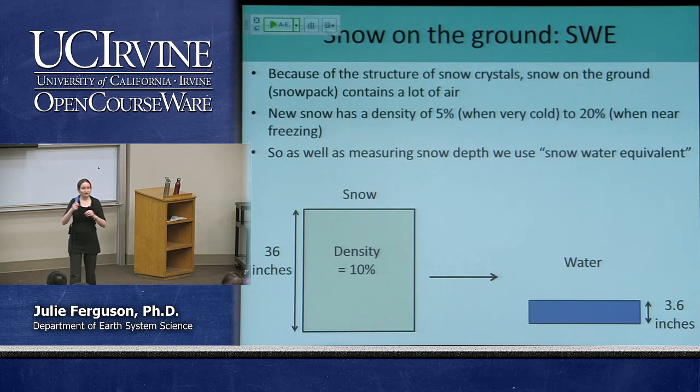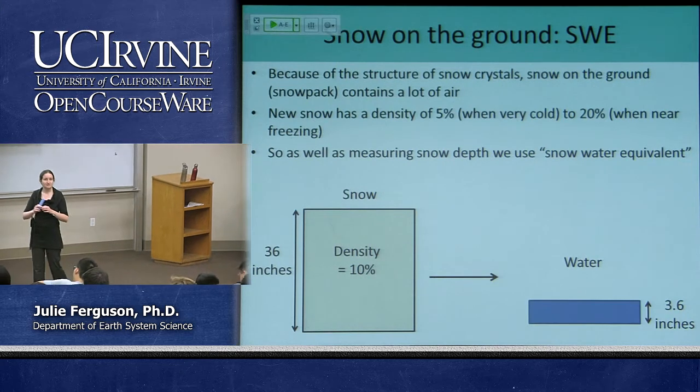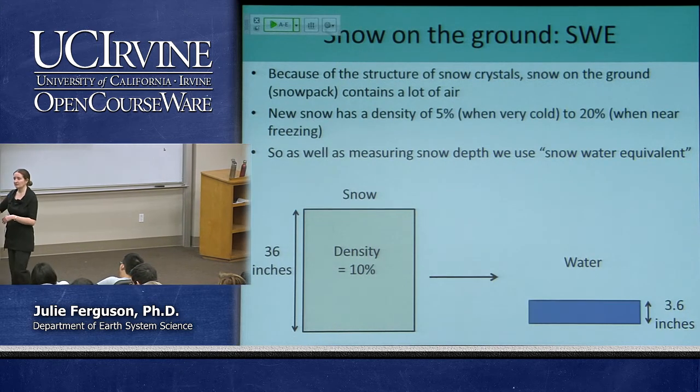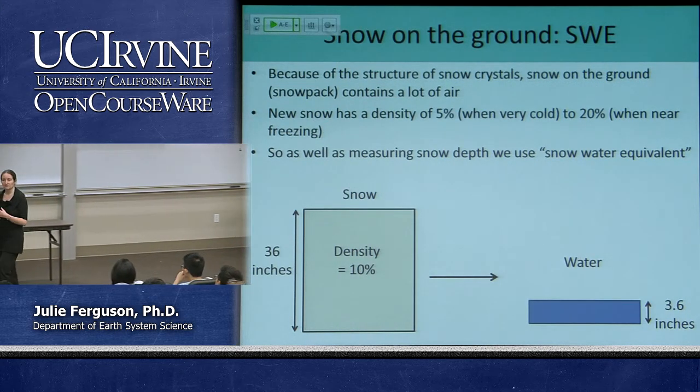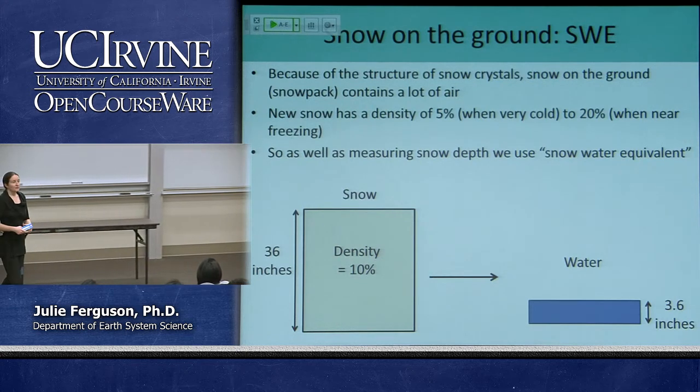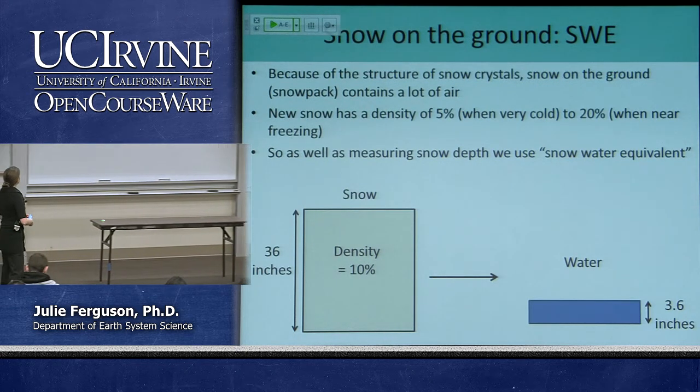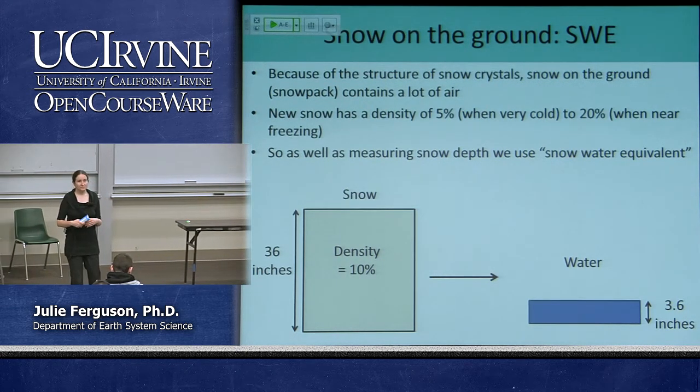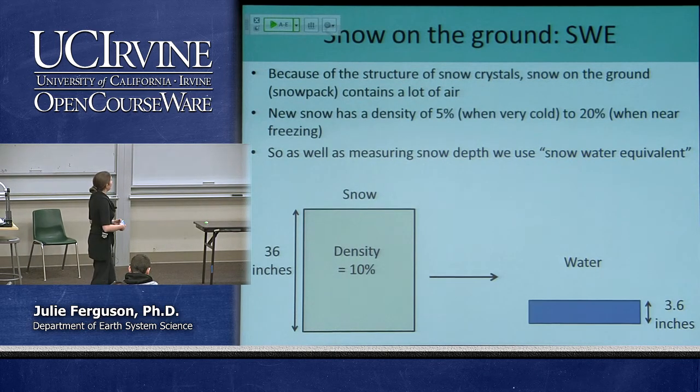Do you remember we talked about all of those different shapes of snowflakes and how they can be different sizes, and then if you're getting that snowfall in different wind conditions, we can have new snow with a density of maybe 5%, or when it's closer to 0 degrees Celsius, we can have a density of 20%. And that's a really significant difference to the amount of water that we're going to get as that melts away.